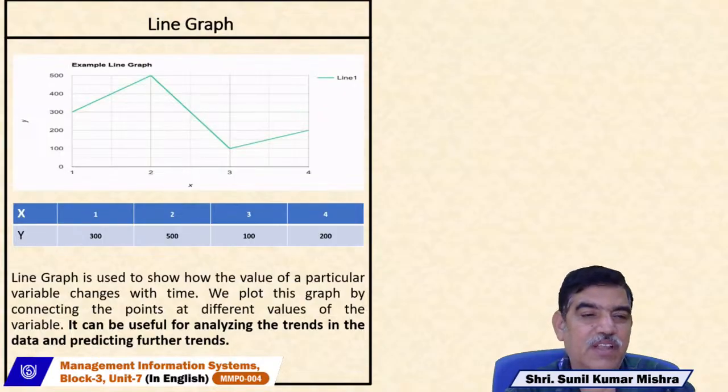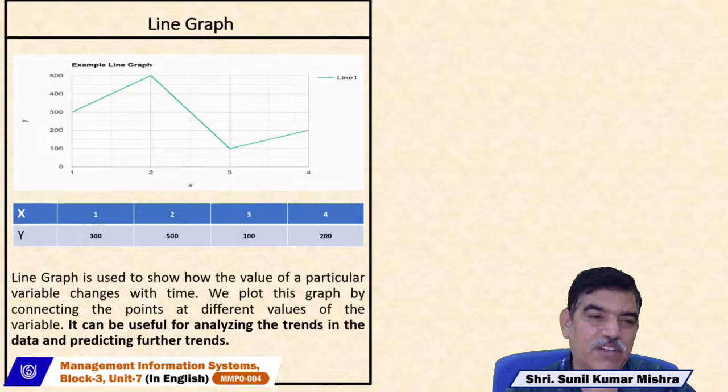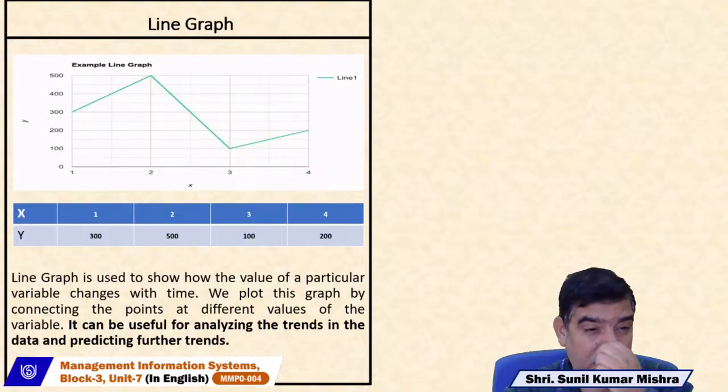Let us consider there are two variables, x and y. x is 1, 2, 3, 4, and y is 300, 500, 100, and 200. If I take a graph paper, plot that graph, and join the points, it will be a line graph. That is, x equals 1, 2, 3, 4, y equals 300, 500, 100, and 200. That is the data and the line chart.